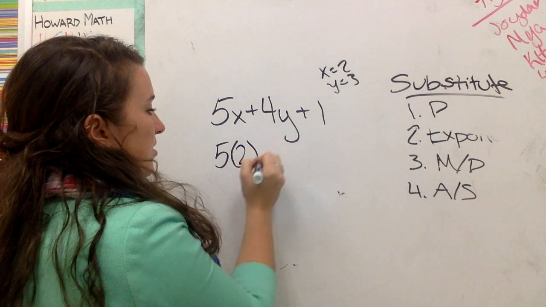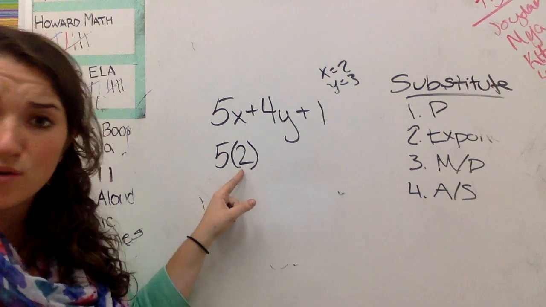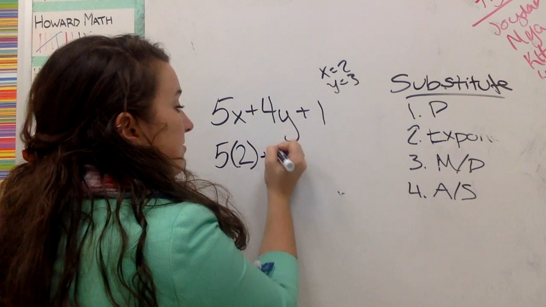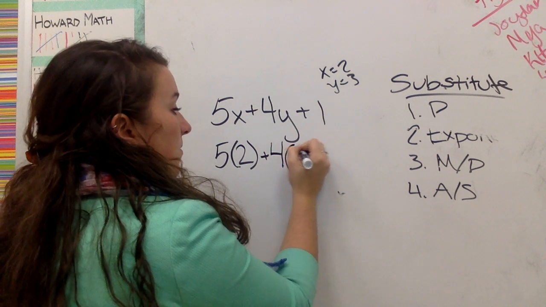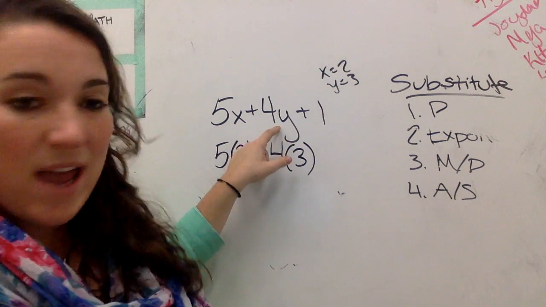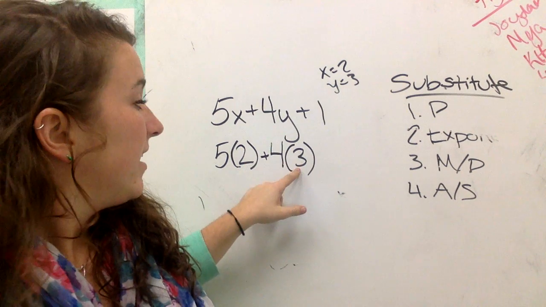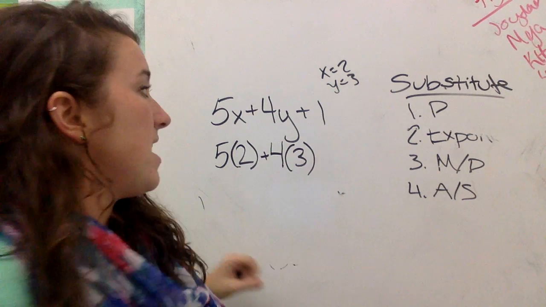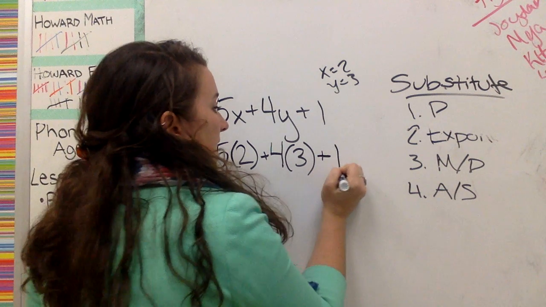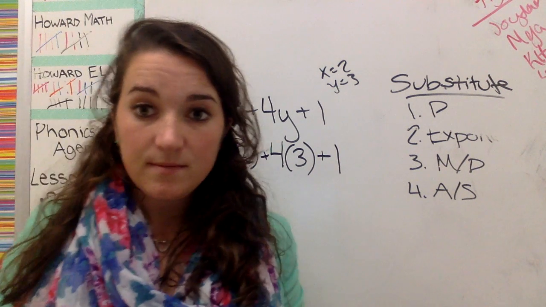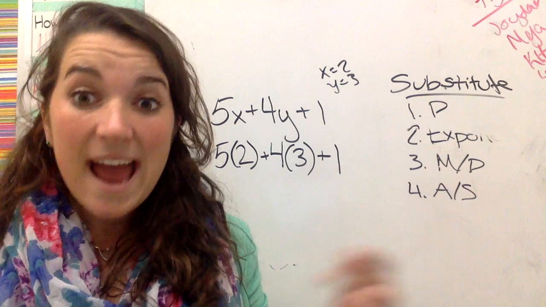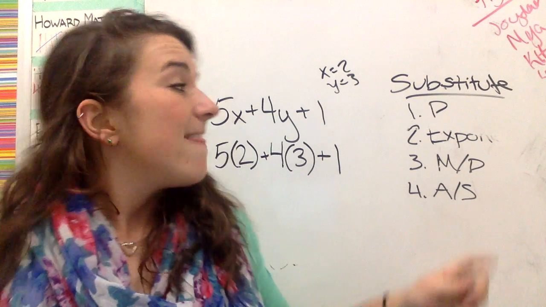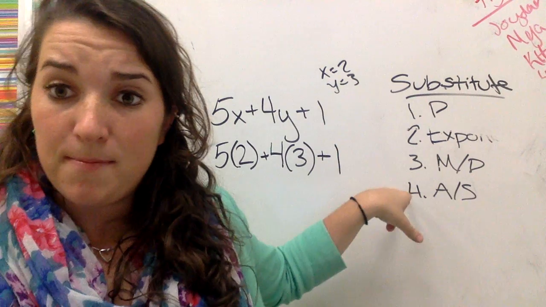So 5 times 2, because x equals 2. And then I'll substitute for y with my parentheses, because we had 4 times y. Now it's 4 times 3, because y equals 3. And then I'll add 1. Okay, now that I've substituted, now I go through my steps of order of operations.